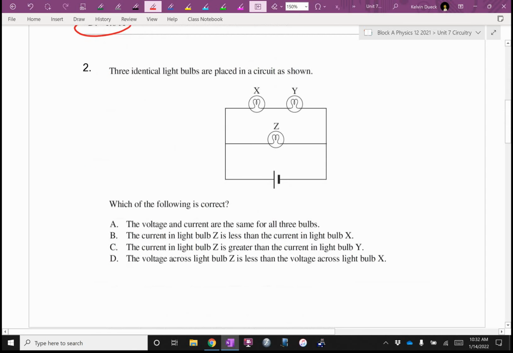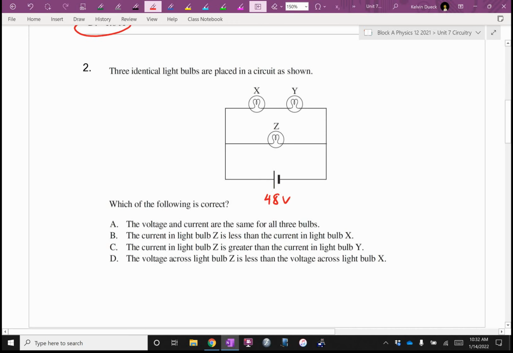Number 2, 3 identical light bulbs are placed in a circuit as shown. Which of the following is correct? The voltage, you know what? I think what I'm going to do is make up some numbers and just crunch this. If I'm making up a battery, one of my go-to numbers is 48 volts. Why? Because lots of numbers go evenly into 48. In other words, don't pick 7 or 13 volts. Do yourself a favor. 20, 24 is also fine, but I'm going to make this 48 volts on the off chance that this will help things work out evenly.